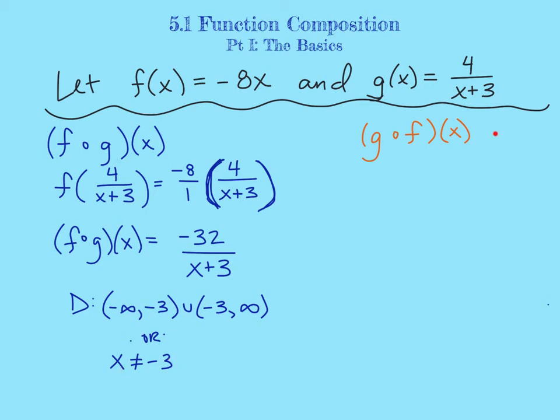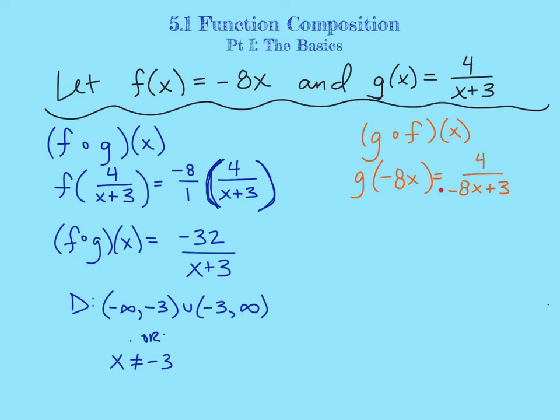Now let's compose the other way, g of f of x. So we're finding g of f of x. F of x is negative 8x. And so we're going to be plugging negative 8x into this function here. The g of x function says whatever the input is, do 4 divided by the input plus 3. So I'm going to replace this input x with negative 8x. So we'll have 4 over negative 8x plus 3.